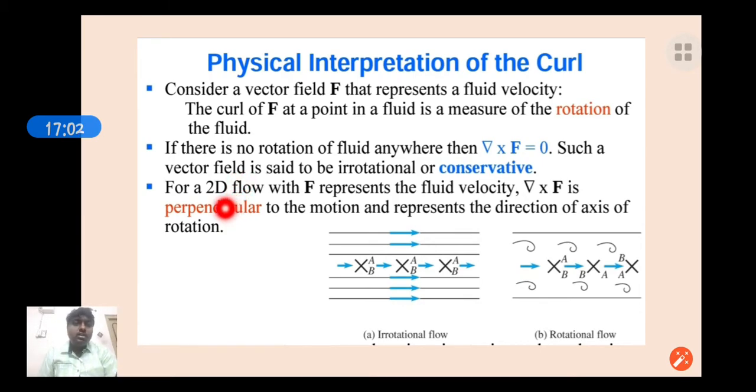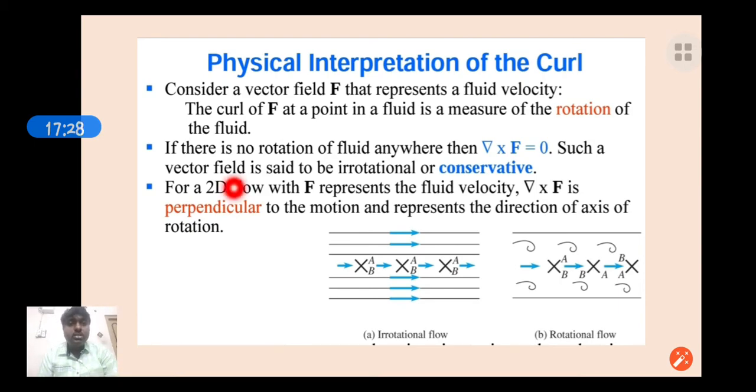Okay, for a 2D flow with f representing the fluid velocity, del cross f is perpendicular to the motion, and represents the direction of the axis of rotation. Okay, so this is whenever your vector field can be considered in 2 dimensions.